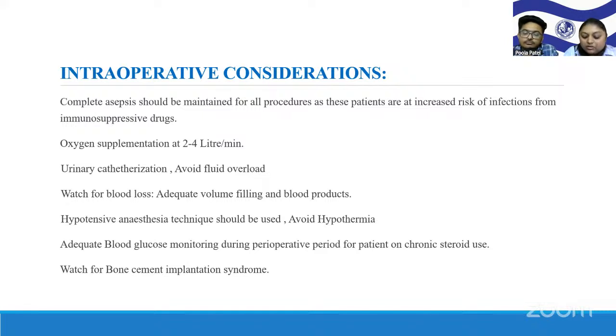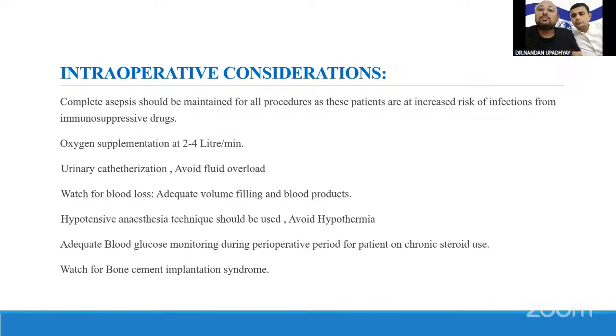I will try to provide hypotensive anesthesia as far as possible to reduce the chances of blood loss, and also to avoid hypothermia. Perioperative glucose monitoring also becomes an important factor here, sir, as the patient might be on chronic steroid use. Also, sir, I will look for signs of bone cement implantation syndrome, especially in cases of cemented arthroplasty.